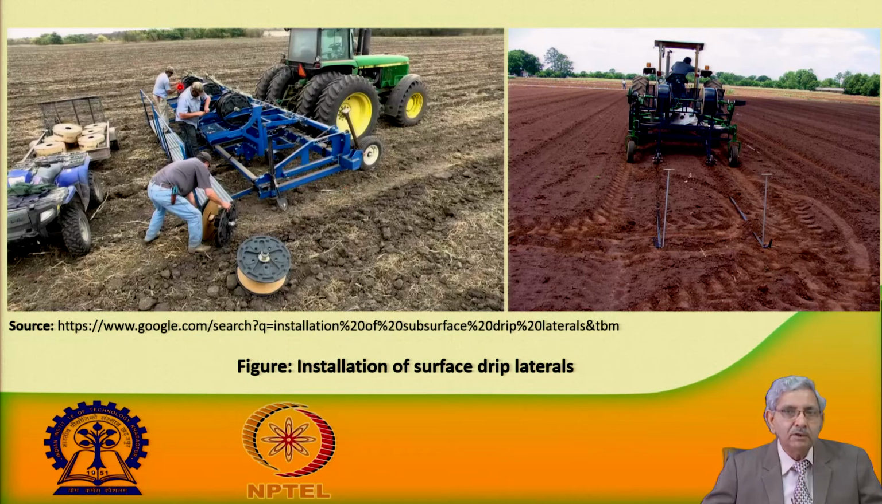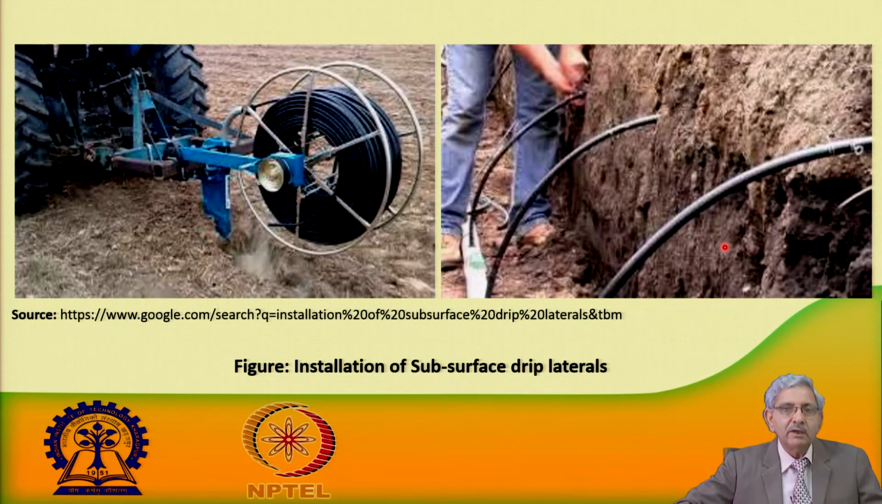Depending on the crop row spacing, these pools come above the ground level and laterals are placed. You see here how the laterals are coming over the land surface when the surface drip laterals are being driven, that is mechanically driven for a larger area.